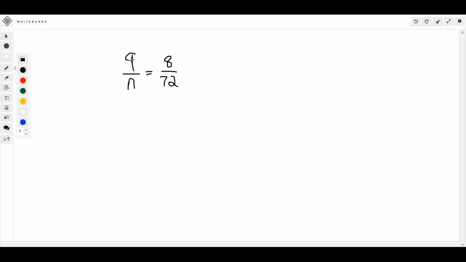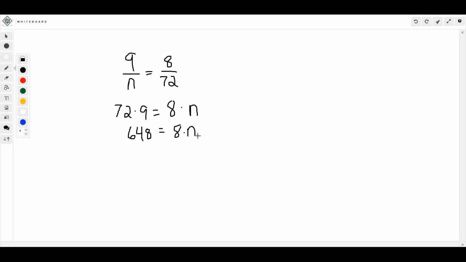We'd cross these, so it would be 72 times 9, because remember it's cross multiplication, equals, and then this one 8 times n. All right, so then you're just going to multiply this. If you multiply it, you're going to end up getting 648. Okay, so 648 is 72 times 9 equals, bring this down, one step at a time. See, I'm doing one step at a time.